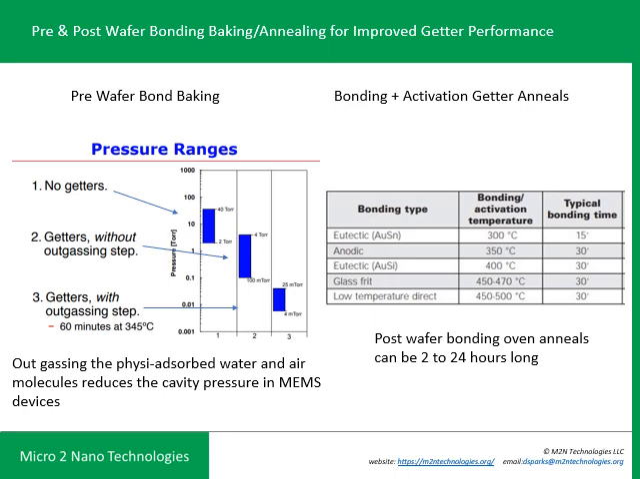And the temperature of the bond will dictate the efficiency of the getter. So bonding like glass frit that's done at 400 degrees C may be beneficial to gettering out more residual gases that are trapped on the surfaces of the cavity.